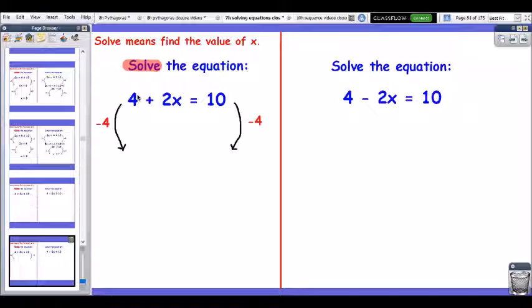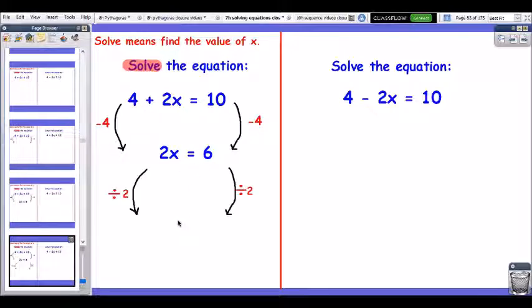Well, I'm going to take away 4 from both sides using my balancing method. So now that I've taken away that 4, I'm just left with 2x equals 6, because 10 take away 4 gives me 6. So now, how do I get from 2x to just x on its own? I need to divide it by 2. x equals 3 is my solution.